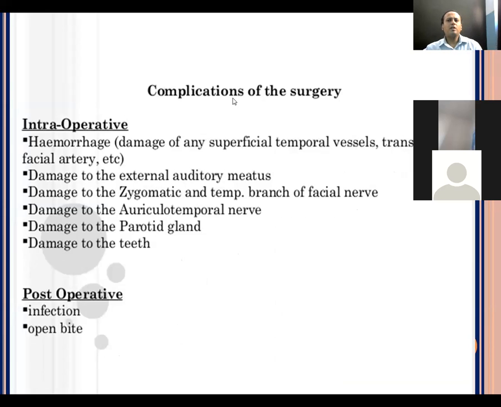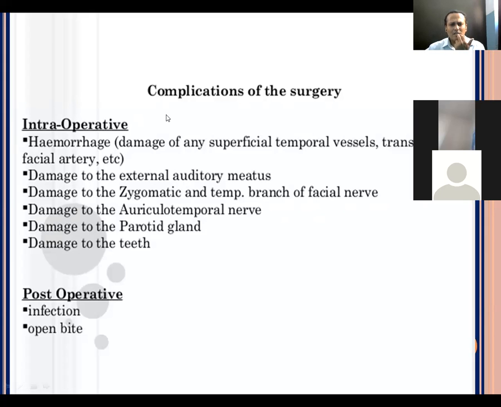Then coming to the complications of surgeries. The complications of the temporomandibular joint surgeries are intraoperative and postoperative. Intraoperative could be hemorrhage, damage to any superficial temporal vessels, facial artery, damage to the external auditory meatus, damage to the zygomatic and temporal branches of the facial nerve, damage to the auriculotemporal nerve, damage to the parotid gland. So these are the intraoperative.